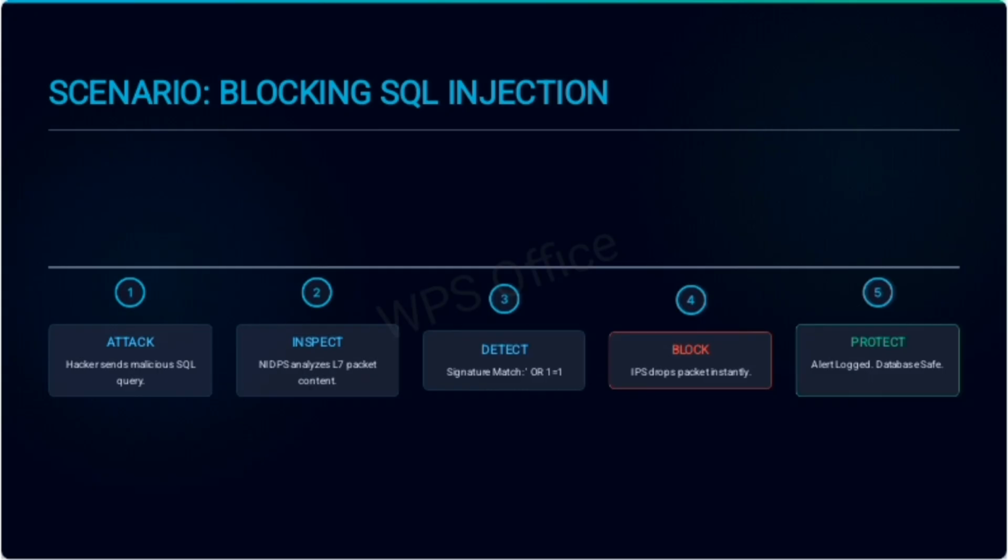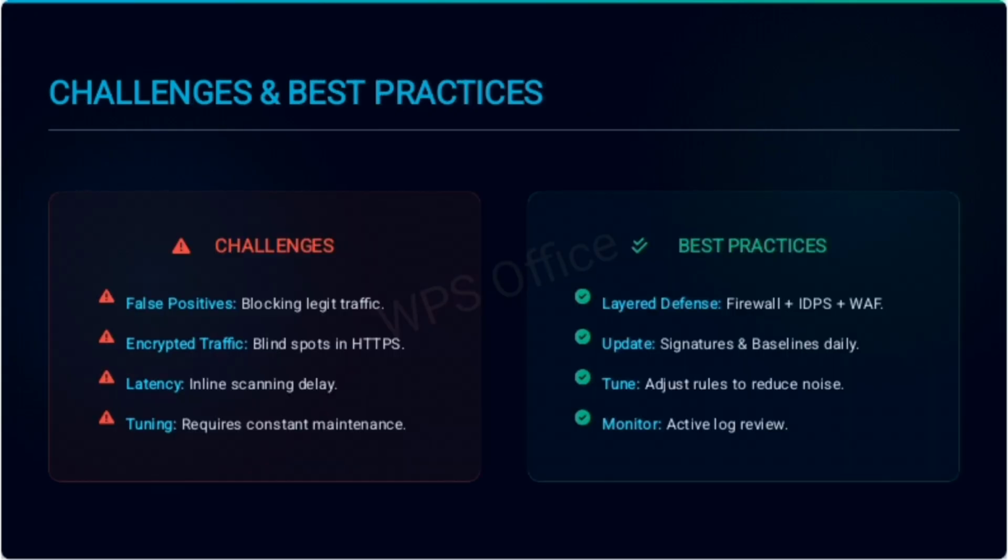Section 7. Challenges and best practices. IDPS is powerful, but it also has challenges. Challenges: false positives, encrypted traffic cannot be inspected, can introduce latency, requires tuning. Best practices: use layered defense, firewall plus IDPS plus WAF. Update signatures frequently, tune the baseline regularly, monitor logs actively.